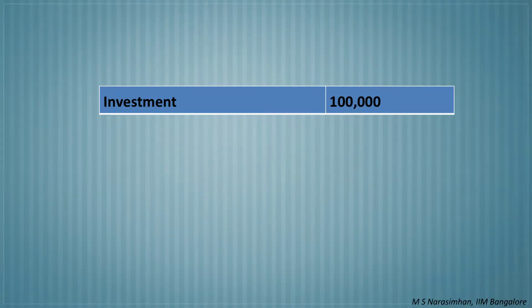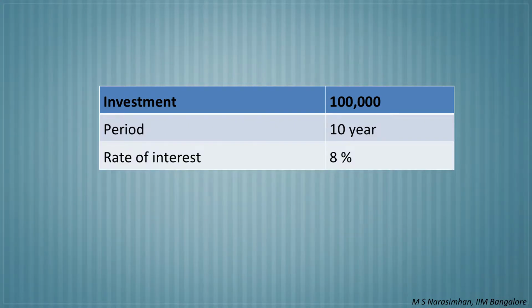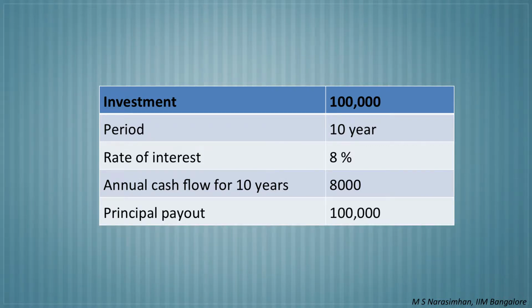The initial cash outflow and series of cash inflows hold good for both investment in a real project as well as a financial instrument. For example, if you invest 100,000 to buy a 10-year bond at 8%, it produces 8,000 rupees interest cash inflow every year for the next 10 years, and then 100,000 principal cash inflow at the end of 10 years.